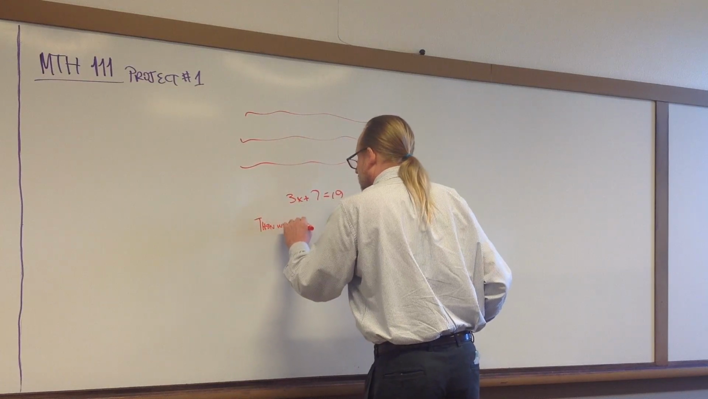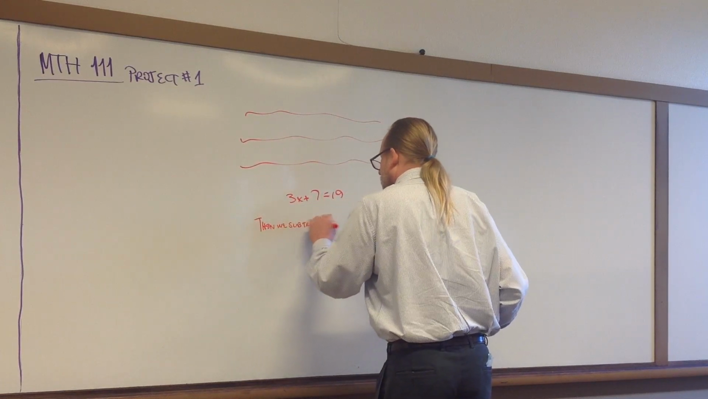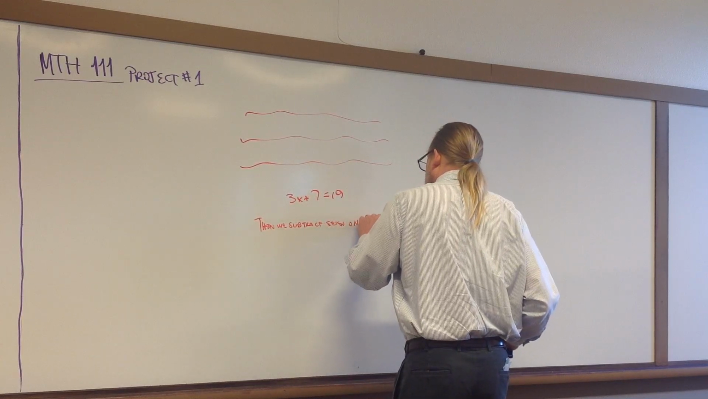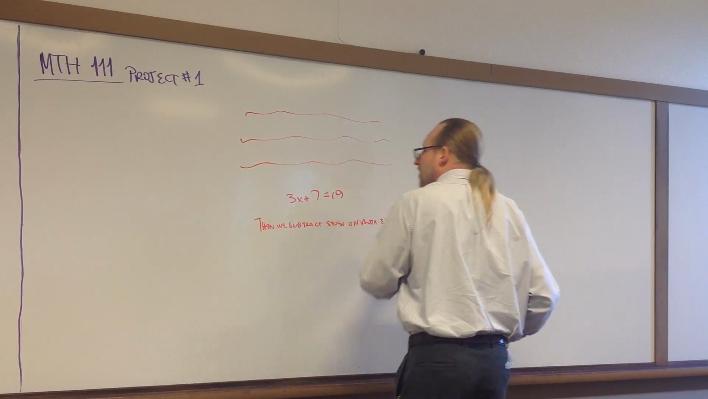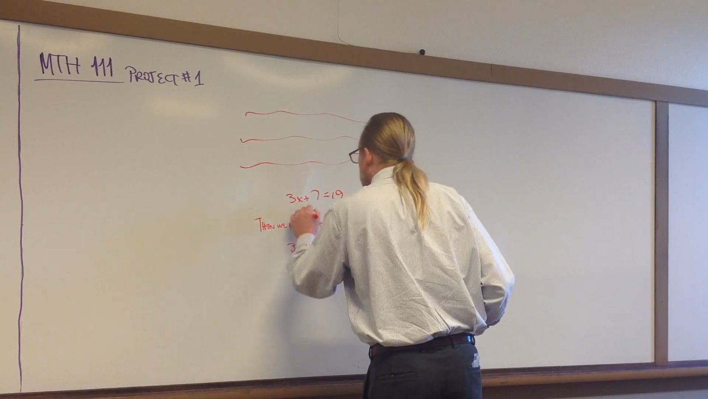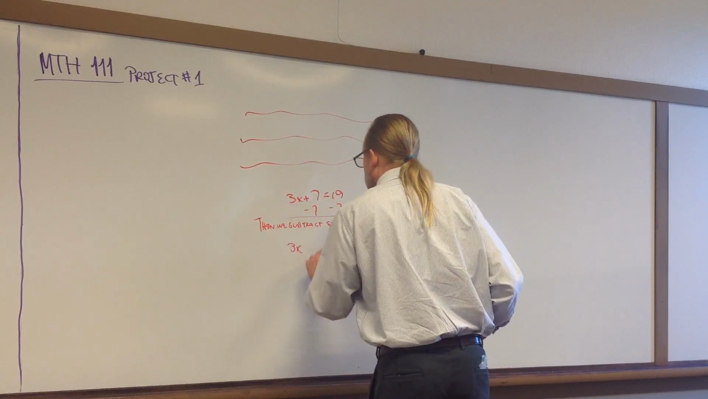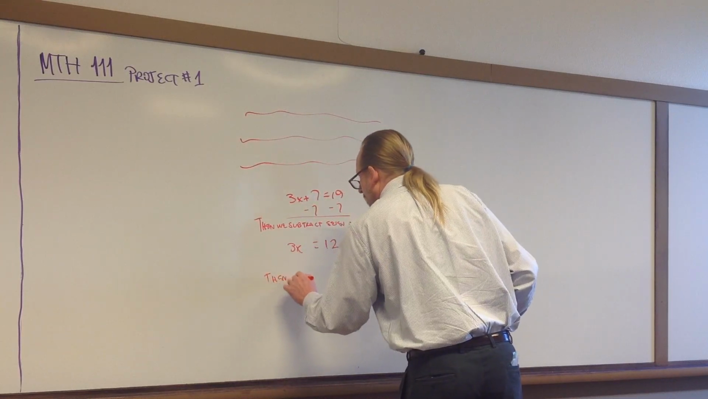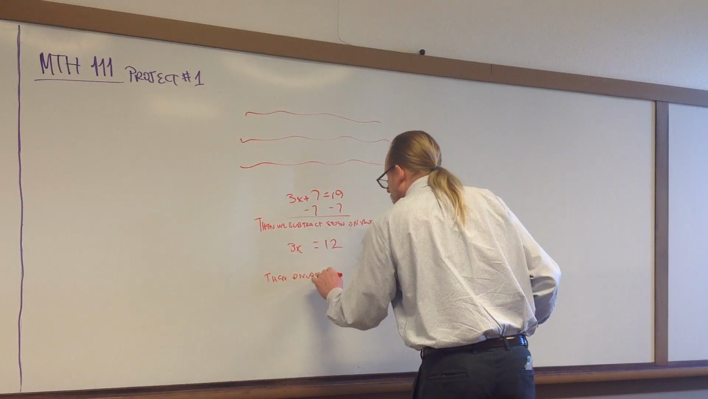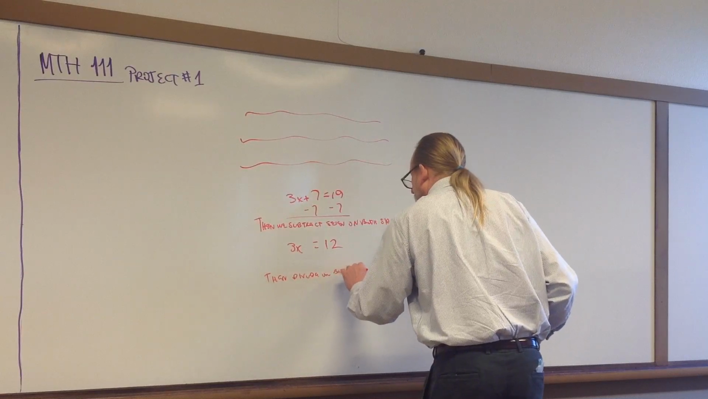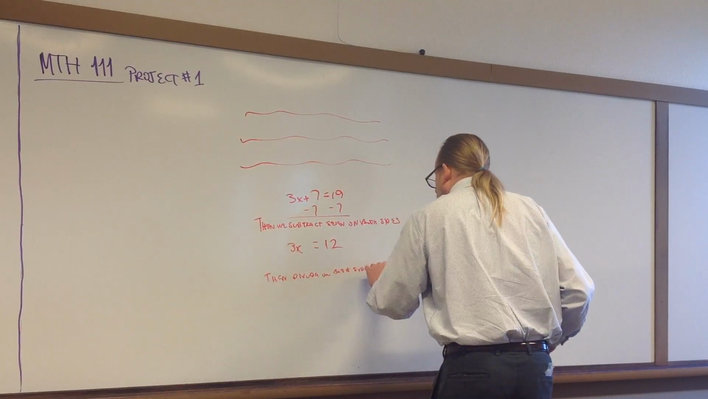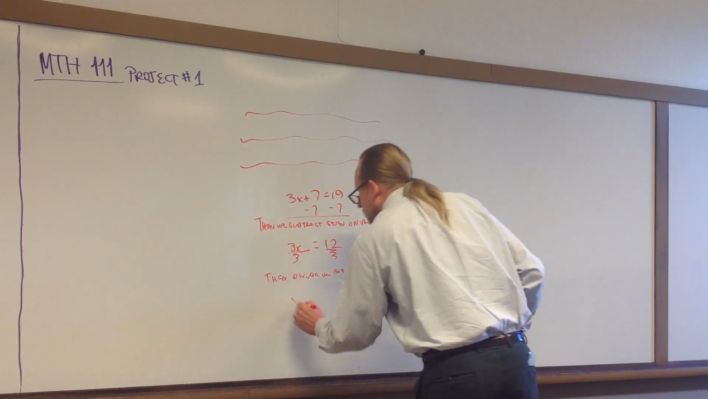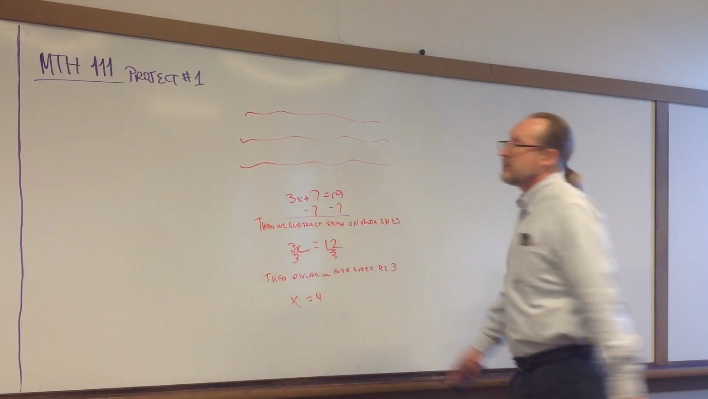Then we subtract 7 on both sides. Then we'll have 3x, and then go ahead and show that step, equals 12. Then divide on both sides by 3. Then you'll show that. And then there's your solution, x equals 4.